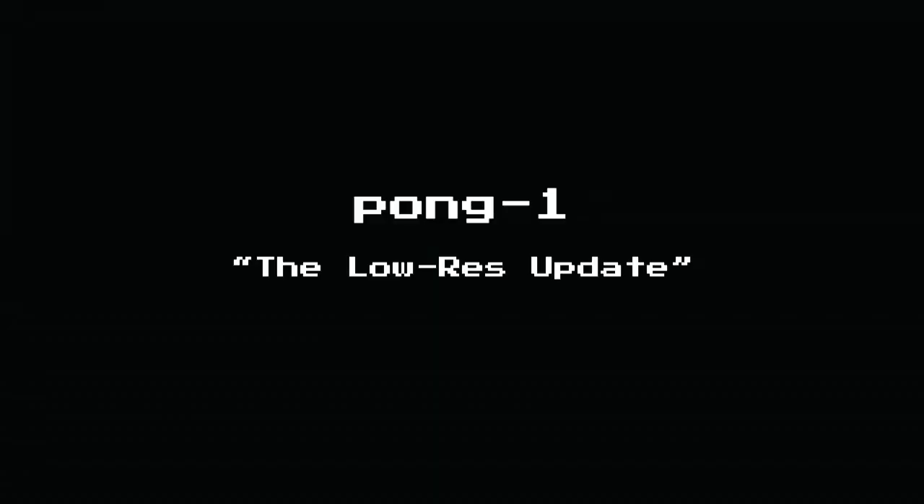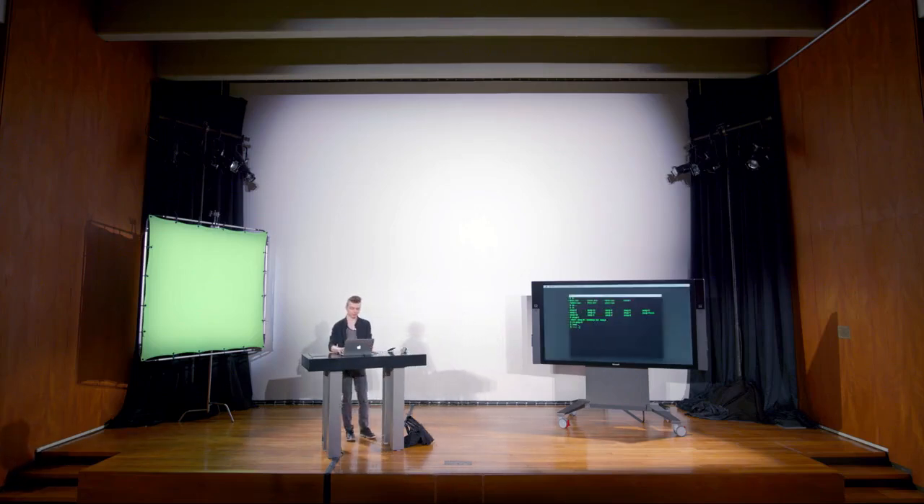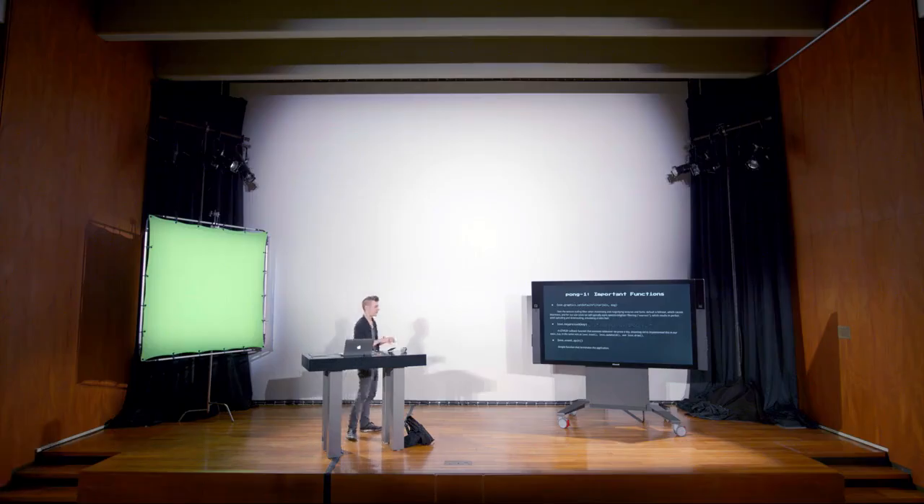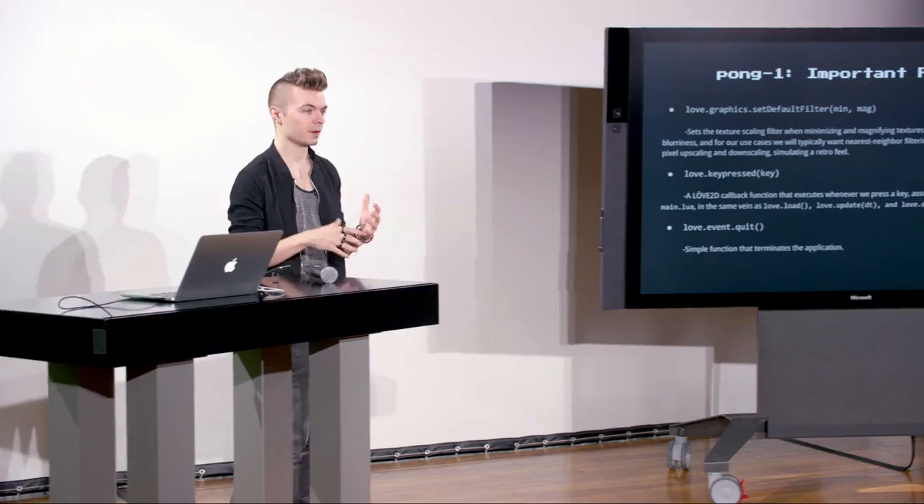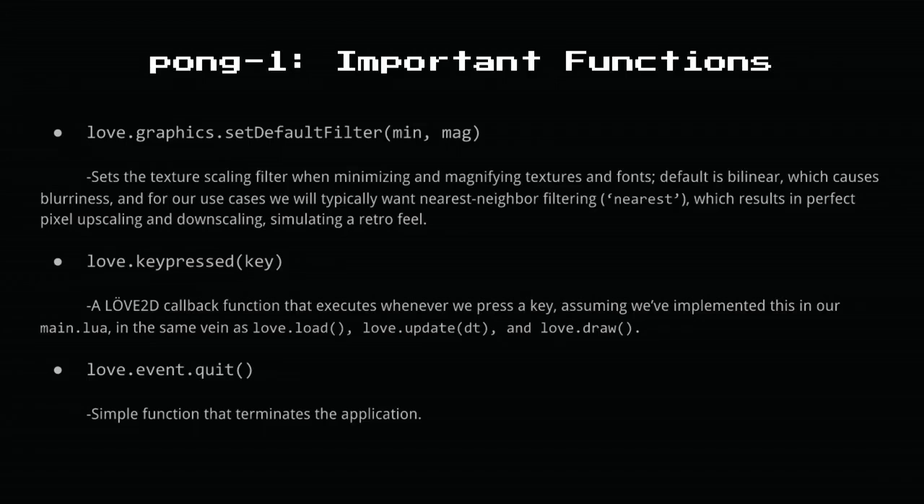So our first content update is the low res update. So we're developing Pong, and Pong is an old game. It doesn't look like the example that we just looked at, where the font is fairly high res. We want something that looks a little more retro. So what we want to do is get our resolution looking like it's from a game released in 1972. So what we're going to do is look at a few more important functions here. So Pong 1 has these functions.